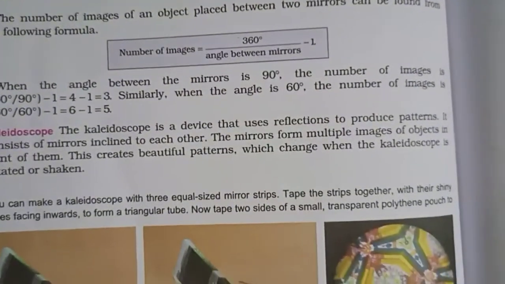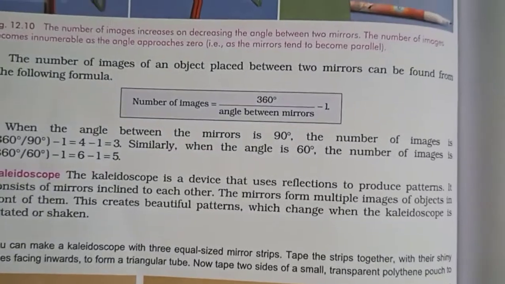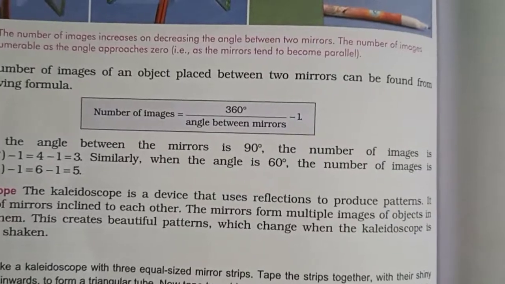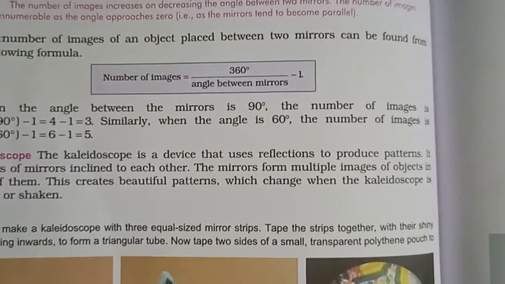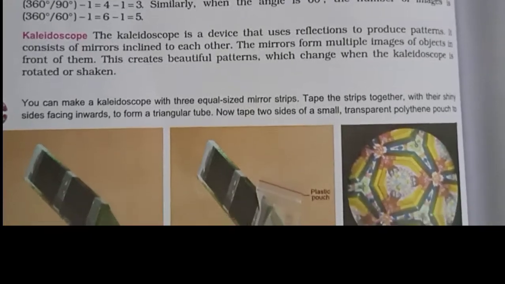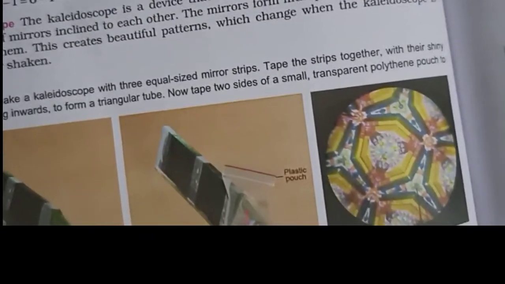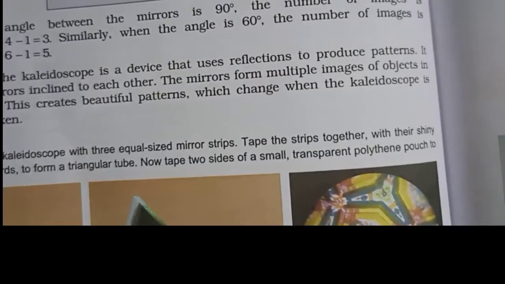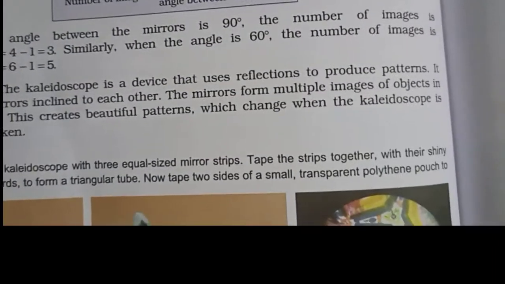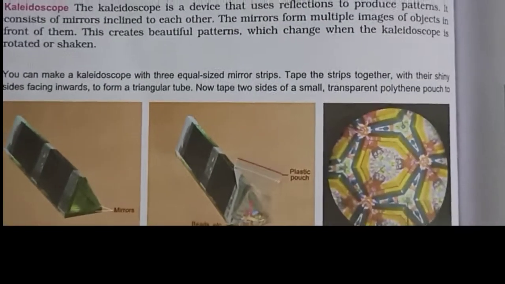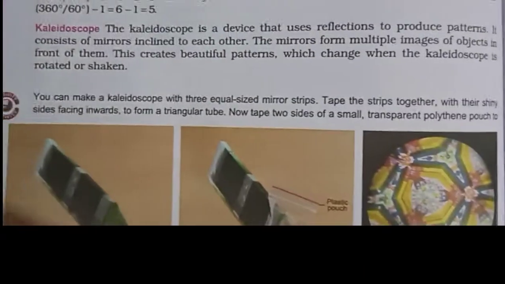See what has been told to us: a kaleidoscope is made by placing three mirrors at a certain angle to one another. And when small pieces of bangles are placed inside this kaleidoscope, we will see different designs and different patterns of images inside the kaleidoscope.